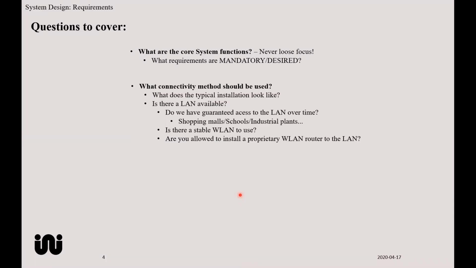Then when it talks to connectivity, and this is mostly regarding IoT systems, you need to understand how the installation looked. Is it an urban area? Is it long between base stations of a cellular system, or do you have access to a LAN? Do you have a network close by? Is there a LAN or a Wi-Fi that you can actually rely on?